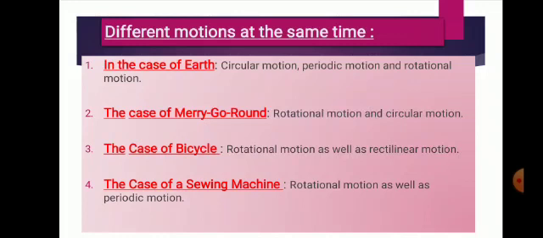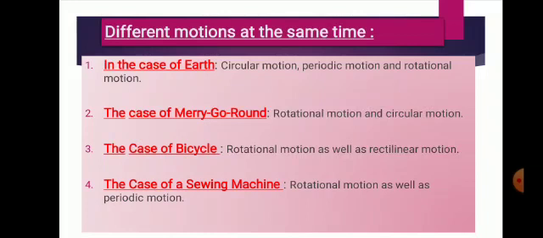Now in the third case, in the case of a bicycle. Suppose a bicycle is moving on a straight road. The wheel of the bicycle is rotating on its axle and also moving forward in a straight line path. So the bicycle moving on a straight road has two types of motion: rotational motion as well as rectilinear motion. Similarly, when a ball is moving on the ground, it is rotating as well as moving forward on the ground. So a ball rolling on the ground has two types of motion: rotational motion as well as rectilinear motion.